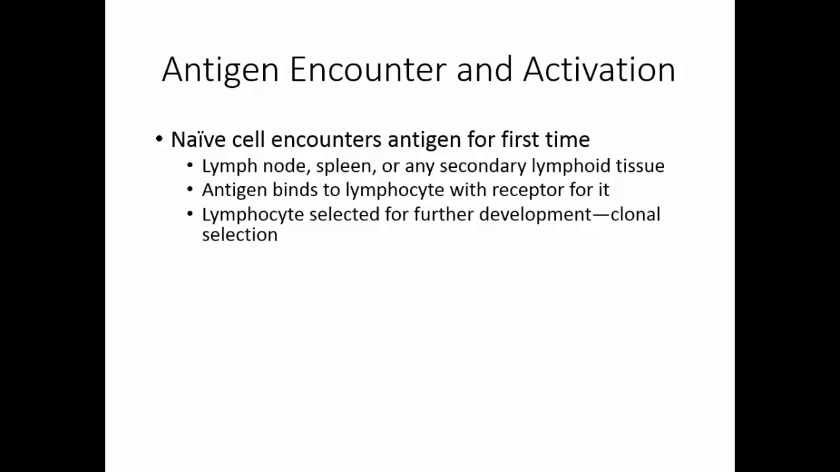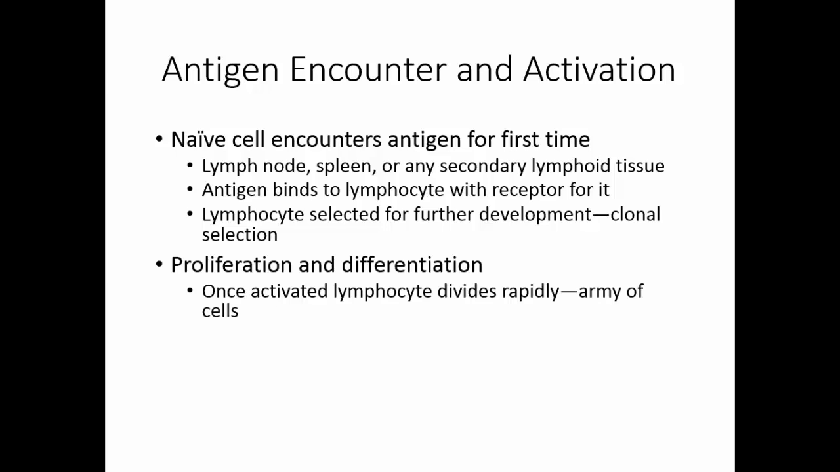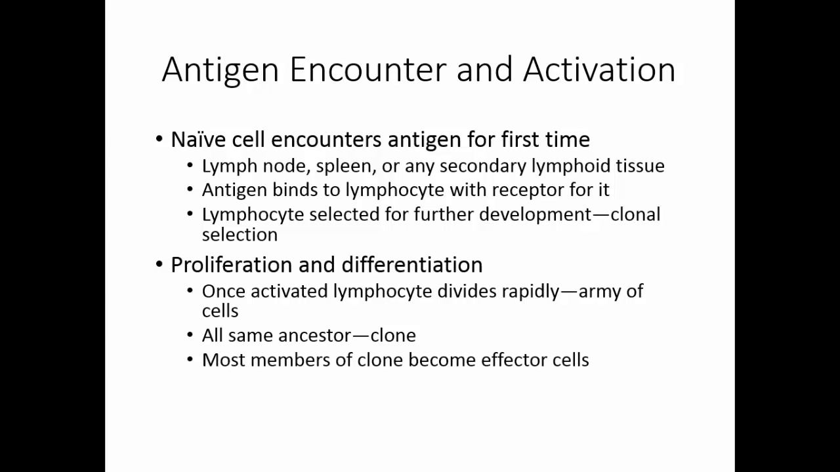This is like Prince Charming with the shoe. There is only one Cinderella that will fit that shoe. So the antigen goes to all of the different lymphocytes trying to find the one that will fit it just right. Once activated, the lymphocyte undergoes rapid cell division to give us an army of cells. Since they all come from the same ancestor, this army of cells is referred to as a clone. Most members of the clone become effector cells, that is, they do whatever that particular population of lymphocytes is supposed to do. But a few members of the clone become memory cells.